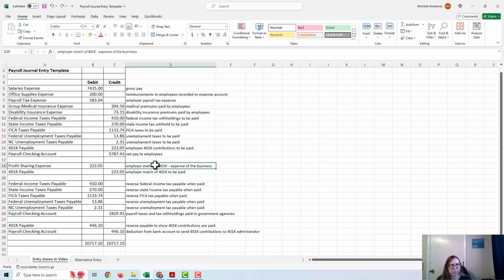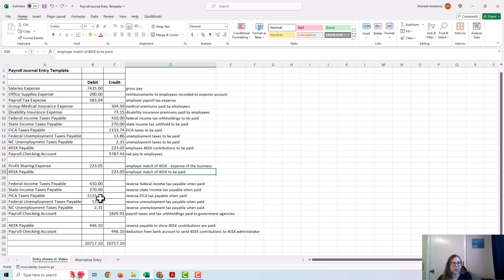And then here would be the employer. If the employer matches the retirement plan contributions of the employees, sometimes there's a matching plan like up to 3% of wages, or up to 4% of wages, or something similar. If the employer matches any of it, that would be a debit to an expense account. I called it profit sharing, and it could just be called retirement plan contribution expense or matching expense or something like that. What you call it is going to vary by company.